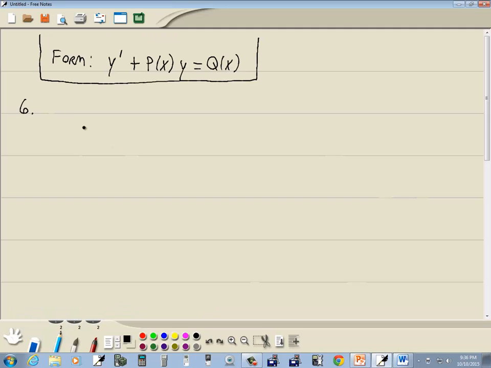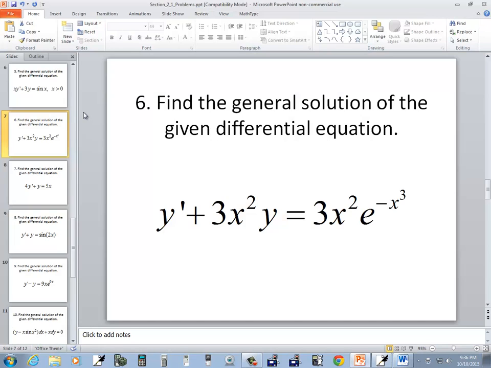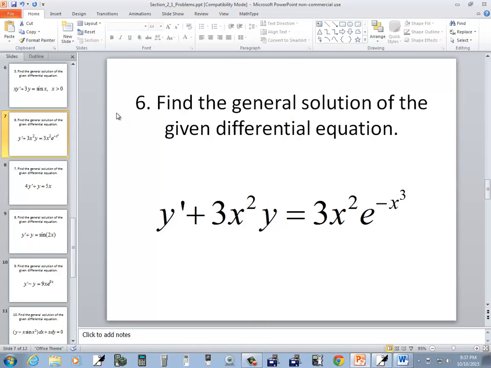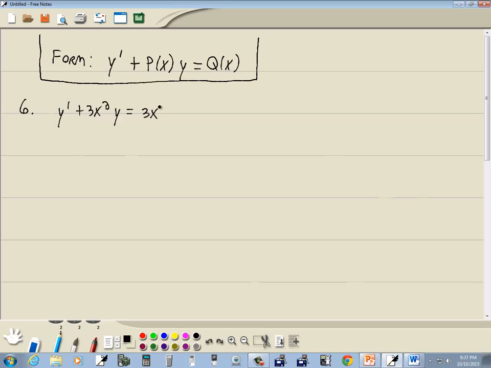Okay, let's take a look at this one. We got y prime plus 3x squared y equals 3x squared e to the negative x to the third. Okay, let me get my fan going because I'm getting kind of warm in my little computer room here. There we go. Okay, step 1.